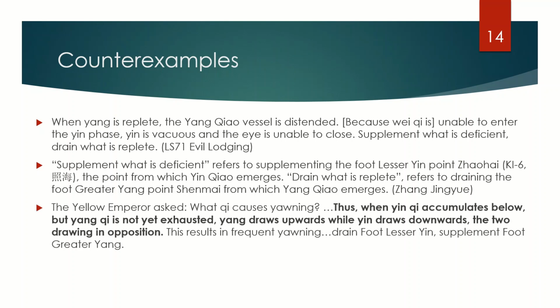Now again, in another chapter it says, the Yellow Emperor asks, what qi causes yawning? This is from the Kou Wen. Sorry, I don't have the name in English here. Thus, when yin qi accumulates below, but yang qi is not yet exhausted, yang draws upward, yin draws downward, the two drawing in opposition, this results in frequent yawning. Drain foot lesser yin, supplement foot greater yang. Again, Jingyue says this is absolutely referring to Zhaohai and Shenmai.